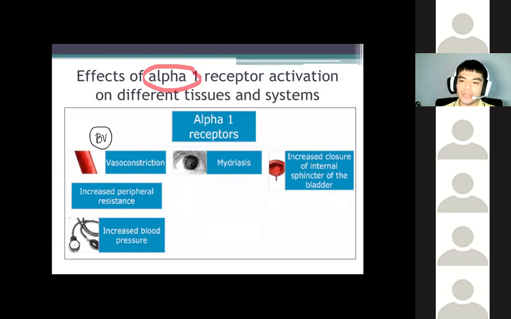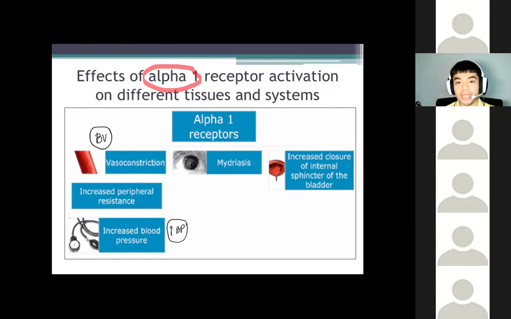So when there is activation of alpha-1 in the blood vessels, anong sabi natin kahapon? There is vasoconstriction. And when there is vasoconstriction, mataas o mababa ang pressure sa ating ugat pag may vasoconstriction or contraction? Mataas. So faster blood movement, remember? And pag mataas ang pressure, tataas ang blood pressure. Okay, so that is for blood vessels.